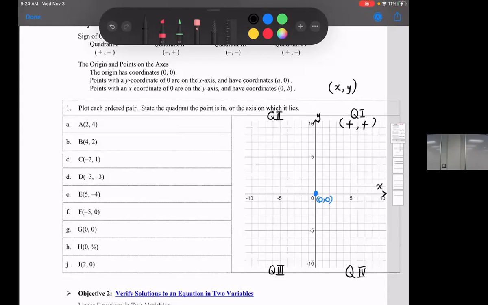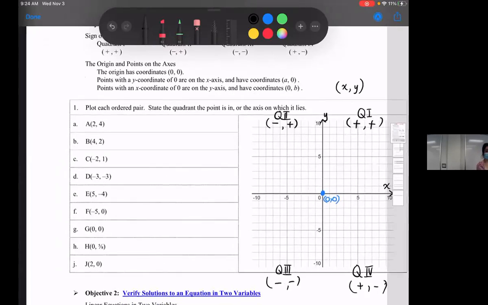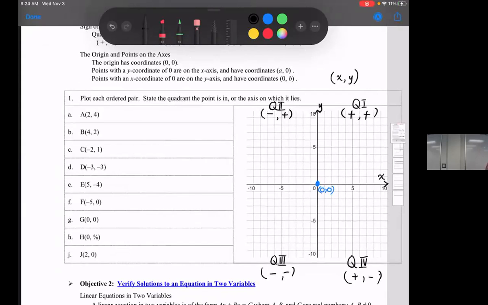Quadrant 2, what about the sign in quadrant 2? Good, negative, positive. Quadrant 3? And the last one? Positive, negative. Yeah, x comes first. That's it. Actually, I have one more thing.